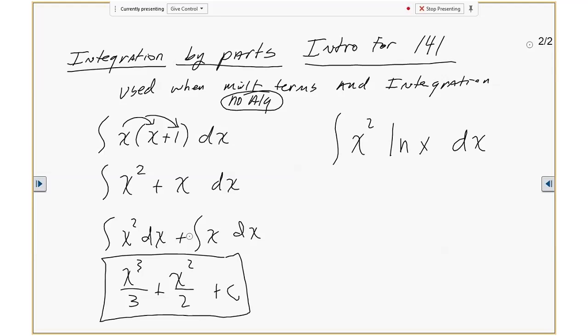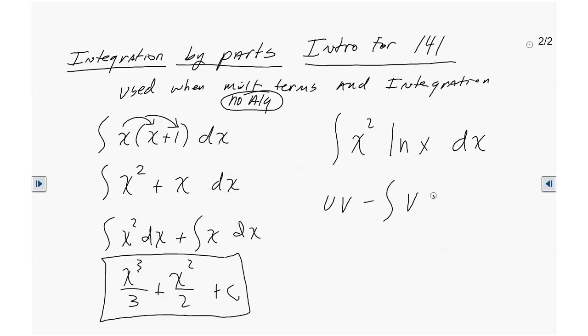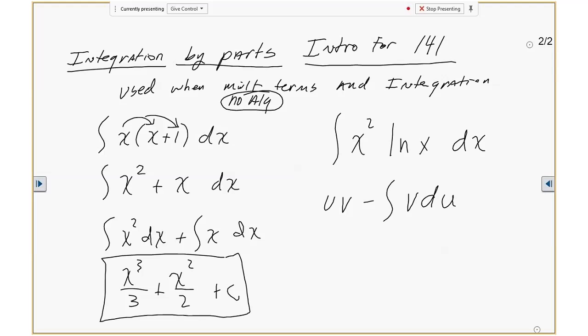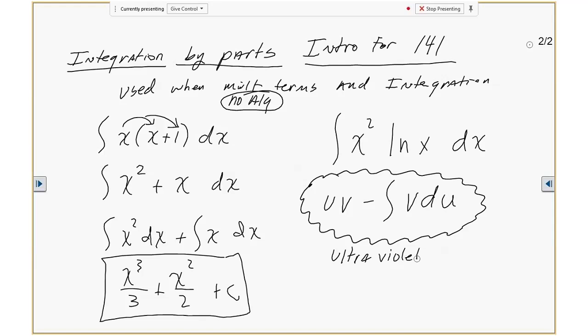Ultraviolet minus voodoo. What? Ultraviolet minus voodoo. I don't know how to spell voodoo. I guess I watched too many movies, but I sure don't know how to spell it. Ultraviolet minus voodoo.